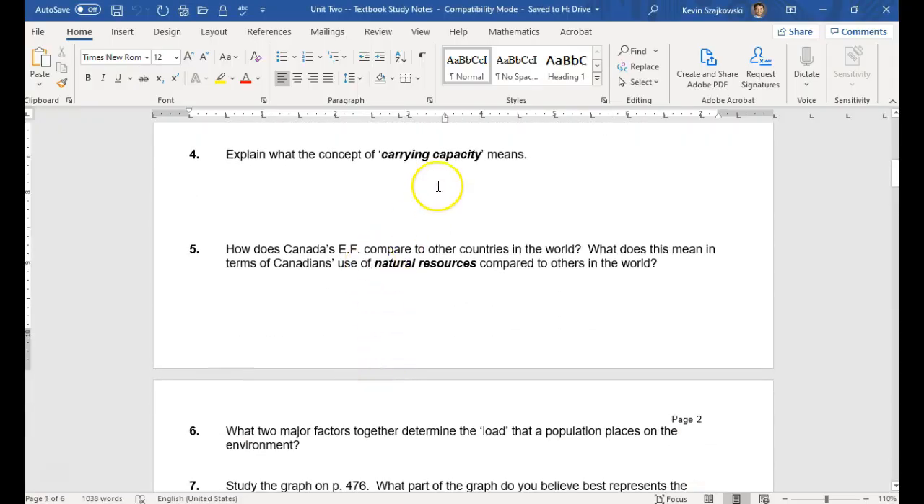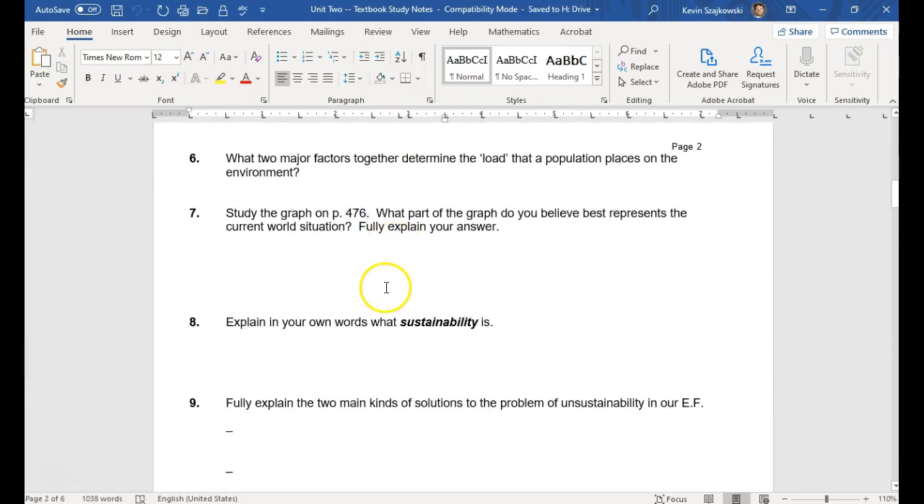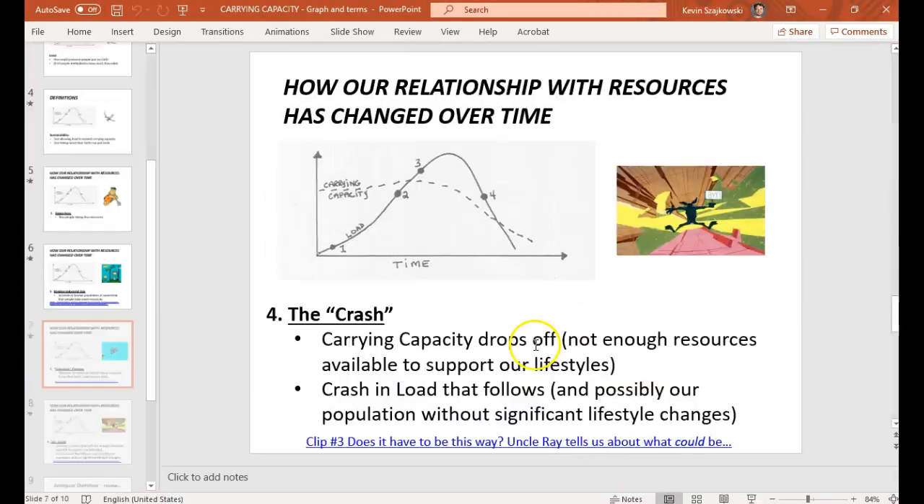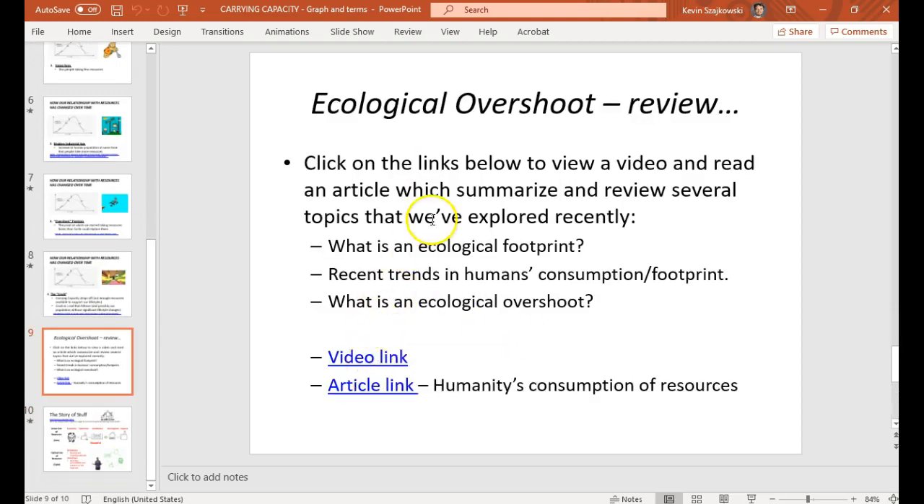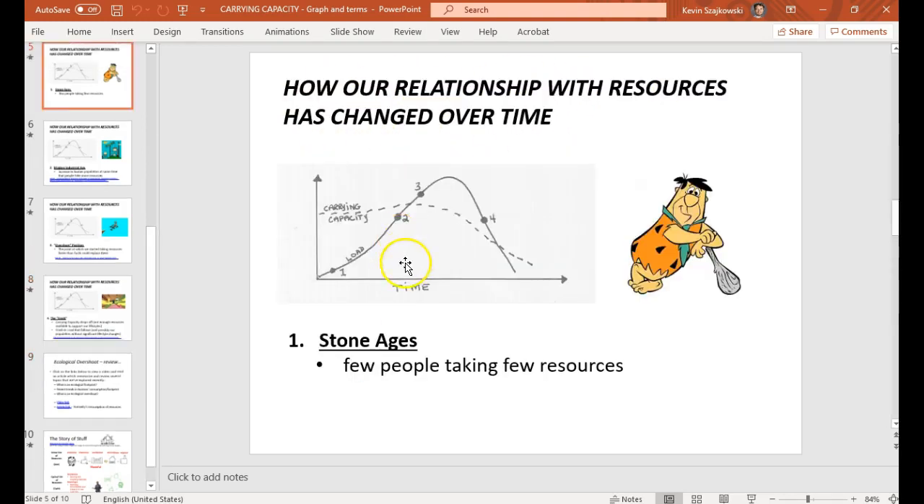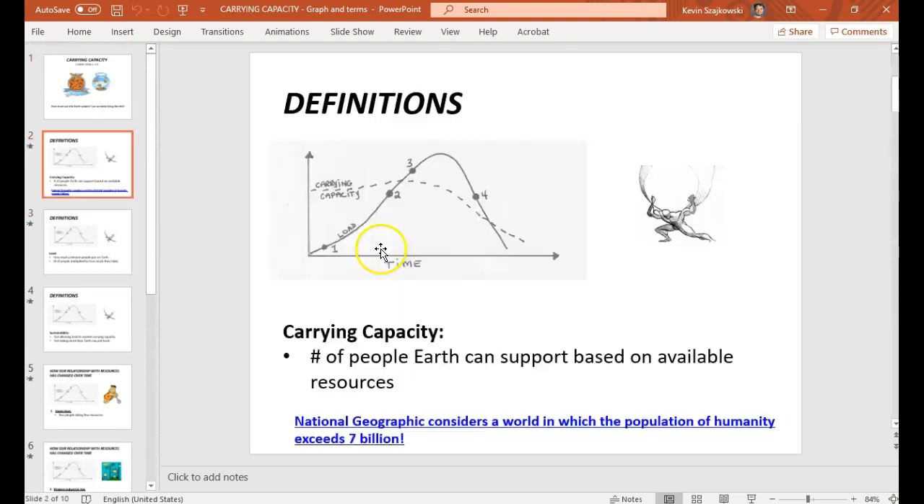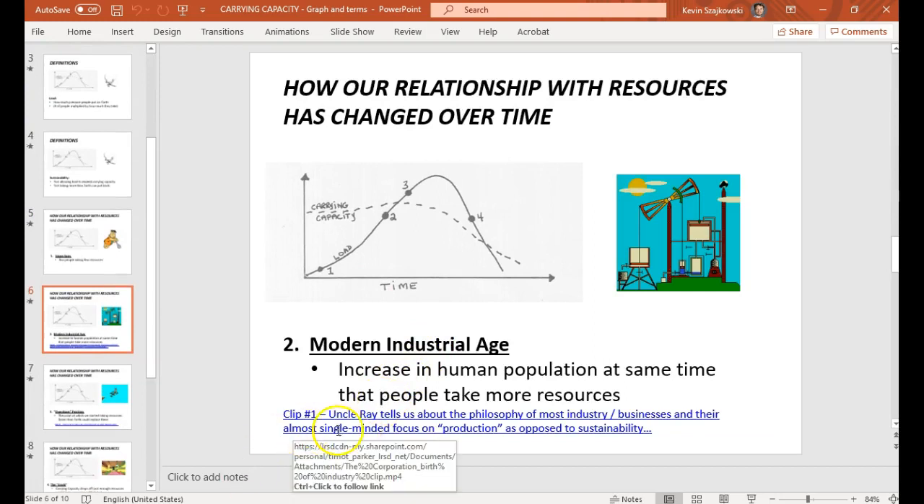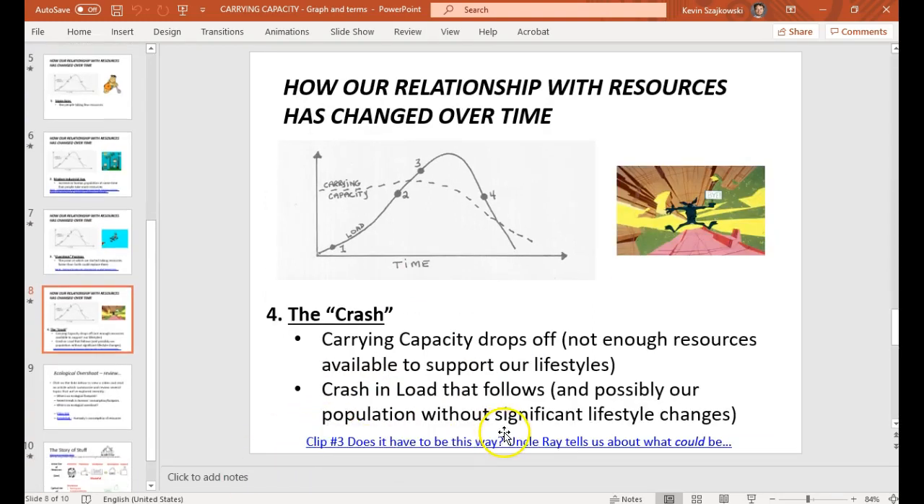So you're going to find out about carrying capacity in our textbook by reading a few paragraphs and answering these questions, but you can also use this PowerPoint to help you. Okay, and this PowerPoint does have some links right here that you can look at. One of them is a video link which will help you understand what ecological overshoot means. Okay, and there's a couple of other links that you may find interesting or useful. The ones here about Uncle Ray, clip 1, clip 2, clip 3, you can ignore for now. That's a separate activity that we may or may not do depending on time.